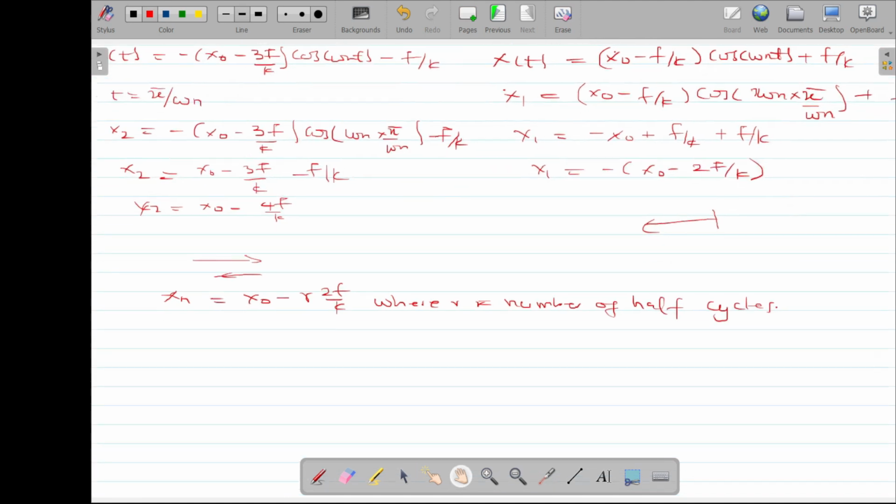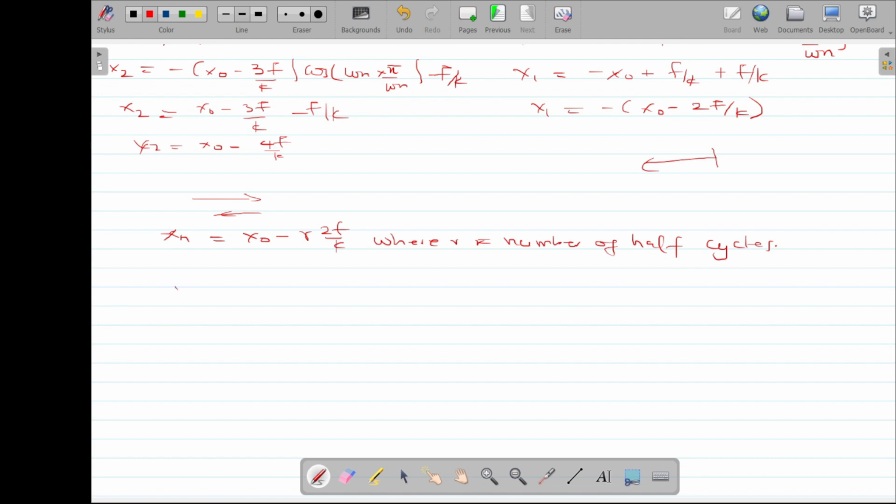cycles. Now the system will stop at the instant where the spring force is less or equal to the frictional force. So we say x is less or equal to f on k. Now this x is any displacement after any half number of cycles. So xn, which is equal to x naught minus r times 2f on k, should be less or equal to f on k. So we can say that r is greater or equal to x naught minus f on k all on 2f on k.